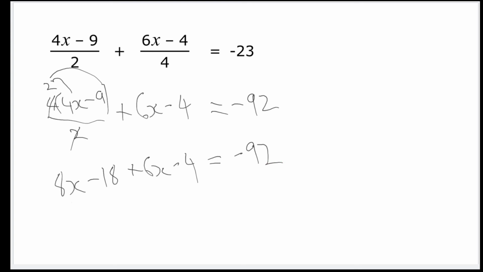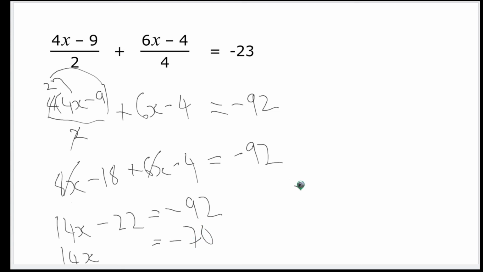In this example, all the x's are already on the left hand side. So I'm going to combine my like terms. I'm going to combine 8x and 6x, gives me 14x. Minus 18 minus 4 gives me minus 22. Still equal to minus 92. How do I get rid of minus 22? I add 22. Well, it's minus 92 degrees, very cold, and it gets 22 degrees warmer. It's still very cold, minus 70. So x is equal to minus 70 over 14. And if you evaluate that, you get minus 5.